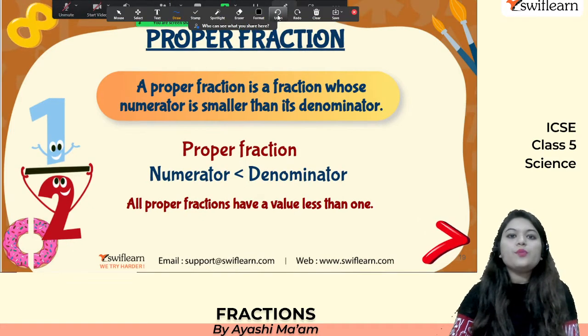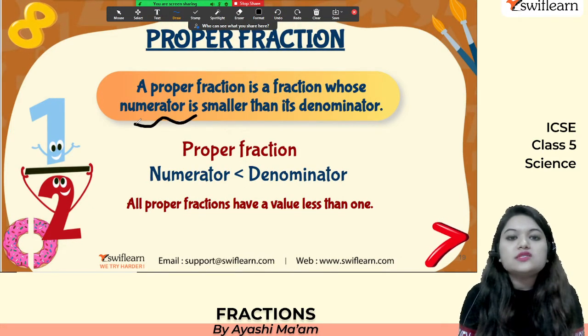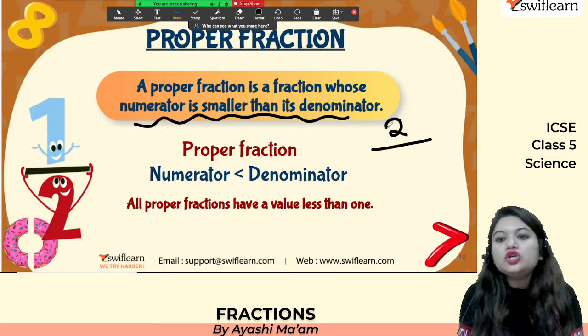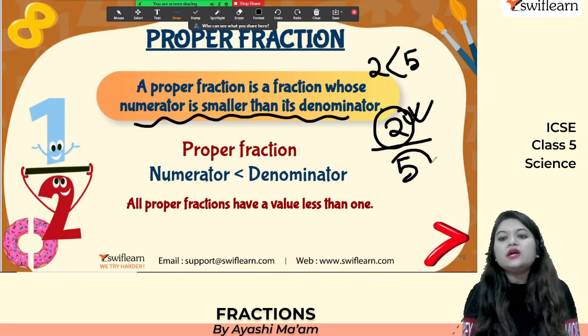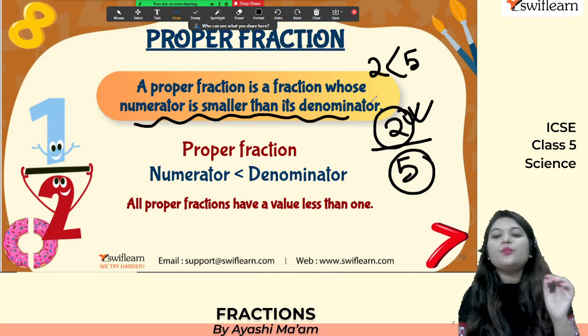Now, what is a proper fraction? A proper fraction is a fraction whose numerator is smaller than its denominator. Okay, for example, say 2 by 5. So the numerator is the top number. So this 2 is less than 5, right? That means the numerator is smaller than the denominator. Therefore, we are going to call it a proper fraction.